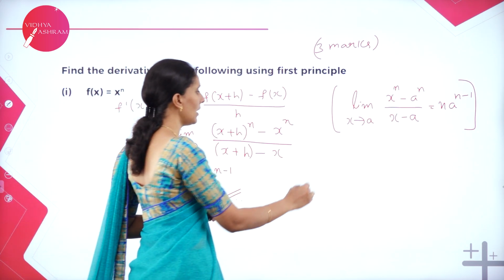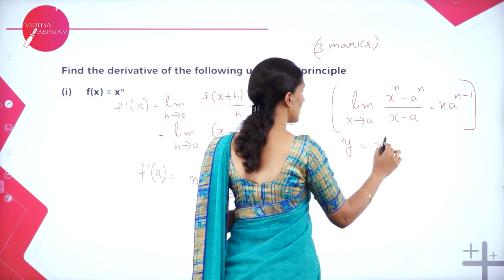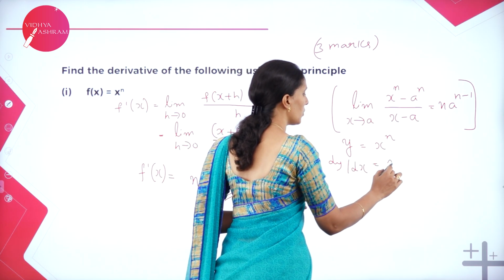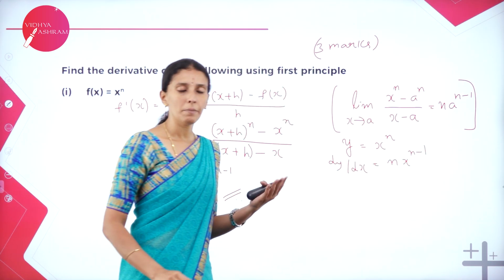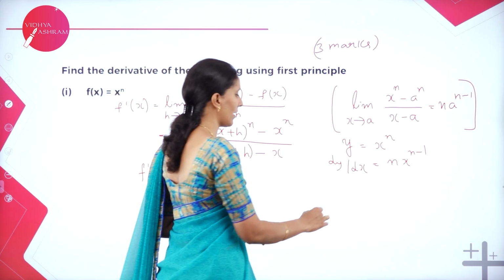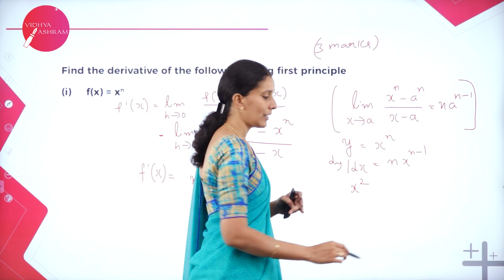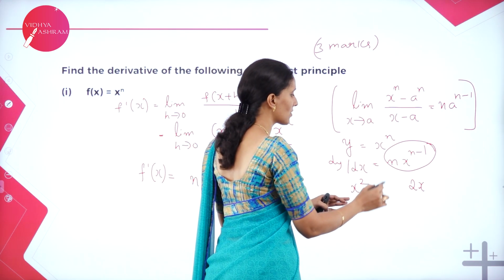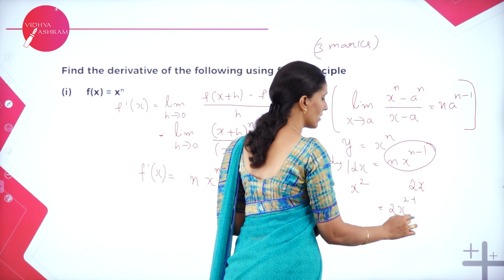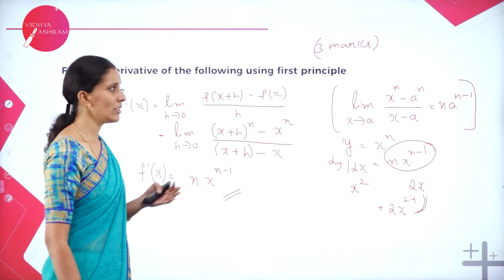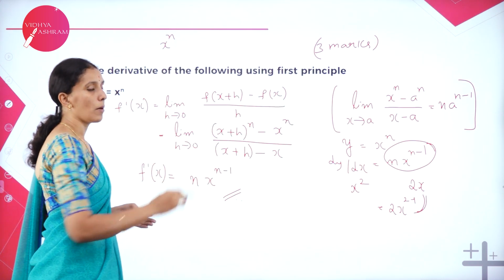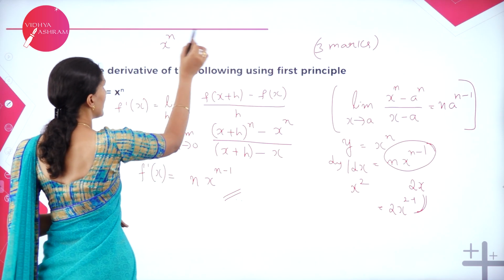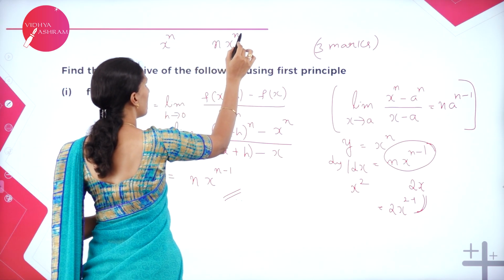For example, if any function of the form y is equal to x power n, as I said, dy by dx, we got it as n into x to the power n minus 1. So in our previous session, we have derived the expression for x square. So for x square, we got the derivative 2x. Using this formula also, it is similar. So if it is x square, then it is 2 into x to the power 2 minus 1, which is the same as 2x. So in general, for any function of the form x power n, it may be a positive power, a negative power, anything, its derivative is always given by n into x to the power n minus 1.